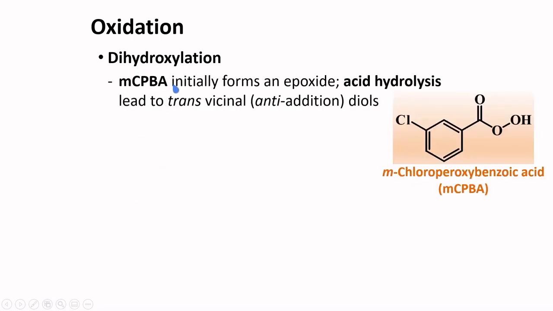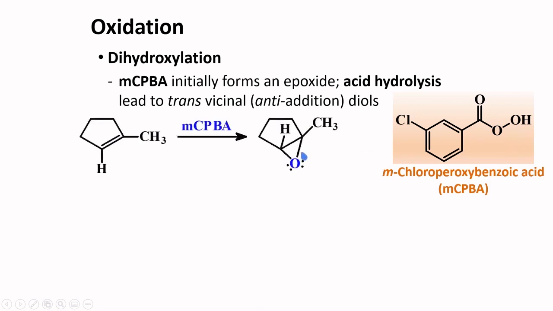Dihydroxylation can also be facilitated by a reagent called MCPBA, or meta-chloroperoxybenzoic acid. MCPBA is a peroxy acid and can form a type of compound called an epoxide. Acid hydrolysis of this epoxide leads to trans-vicinal diols through anti addition.